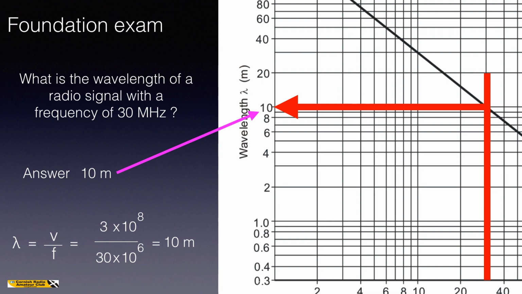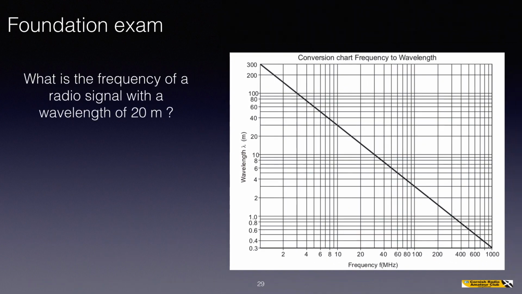So there's 2 ways then of converting wavelength to frequency. One is to use the triangle and plug the numbers into a calculator, and the other is to use the supplied chart, which is supplied for you in the foundation examination. Let's look at another example. For this first example, we had the wavelength and we had to determine the frequency. Let's see what the frequency is if we are given the wavelength. So here we're given a wavelength of 20 meters, and the question says, what is the frequency of a radio signal with a wavelength of 20 meters?